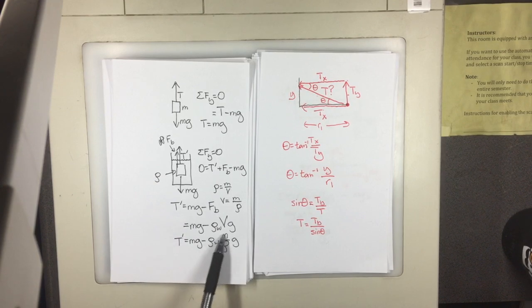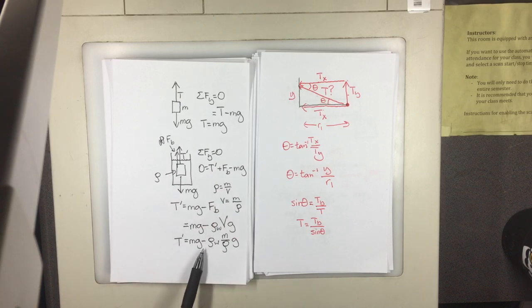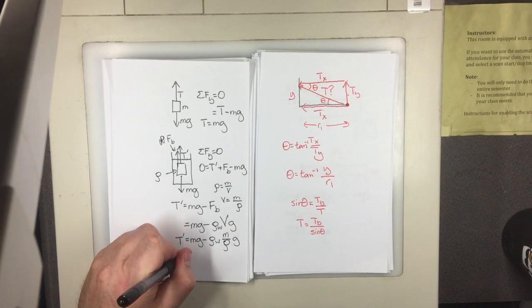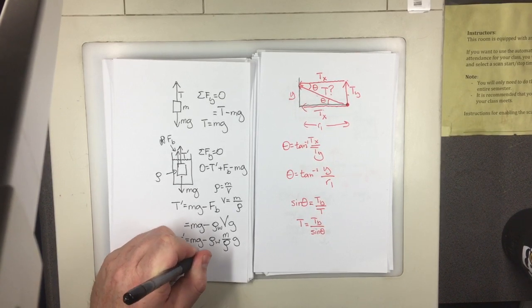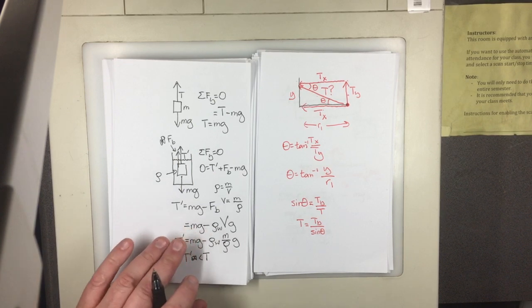All of these numbers are positive. The original tension was mg. You subtract from it this amount. So T prime is less than T. So you can now show that the object gets lighter. There is the buoyant force. So how does this change?